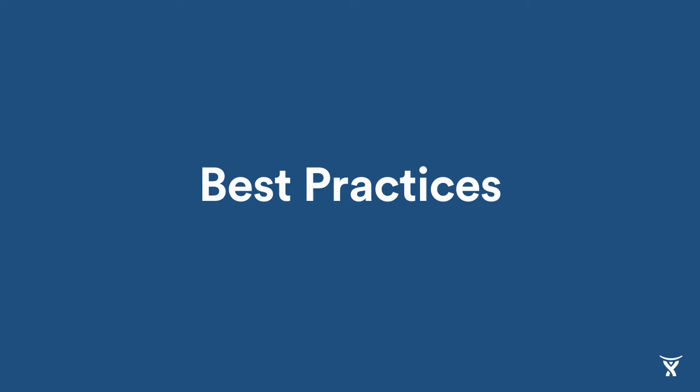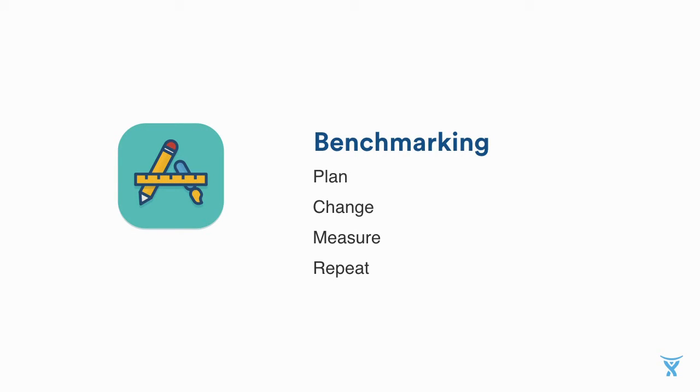So we've talked a lot about how garbage collection works and what it looks like when it goes wrong. So how can we avoid it going wrong? Let's have a look at some best practices. The first step is always to benchmark. From there, you can make a plan, make a small change, measure the impact of that change, and repeat until you get the outcome that you want.